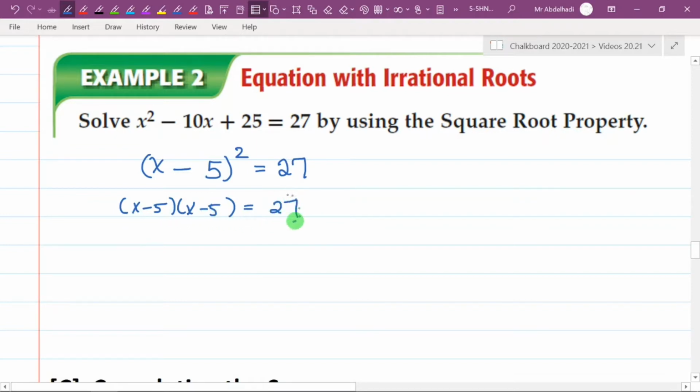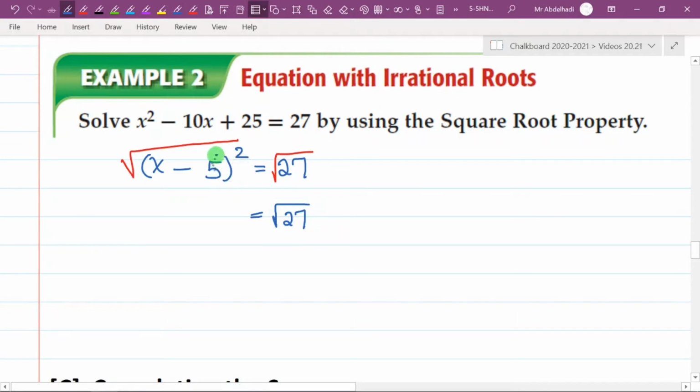But since this is not a 0, you can't use the zero product rule, so we're going to use the square root property, which is when we square root both sides. Now, the square root of 27 can actually be simplified in a different way, but we'll learn that in a future section. For now, we're just going to leave this as the square root of 27 because it's a decimal, and we don't want to get any decimals at all. So we'll leave radical 27 as is.